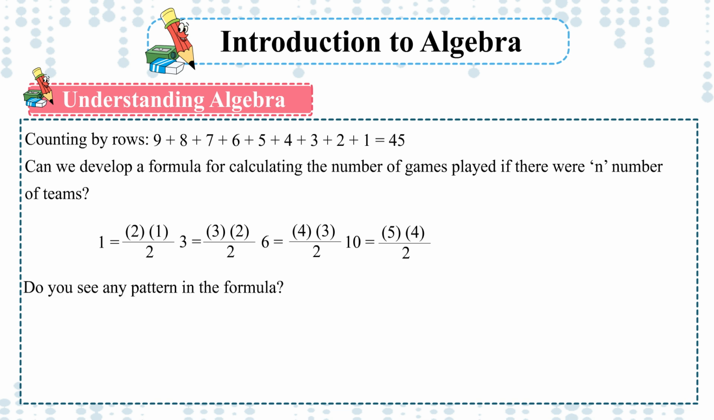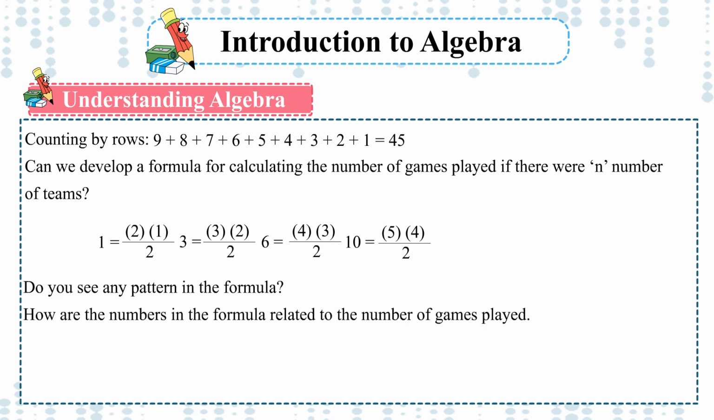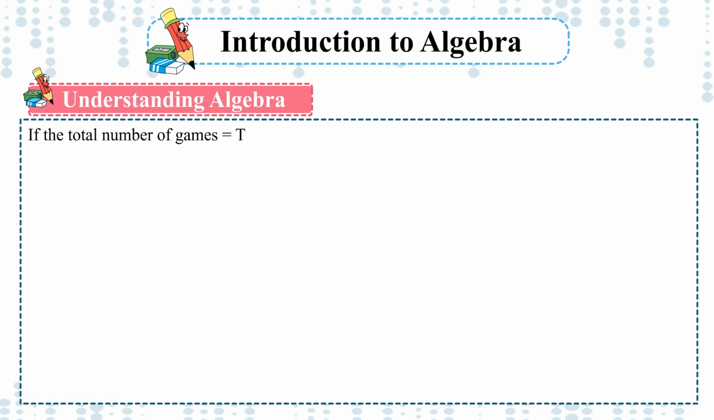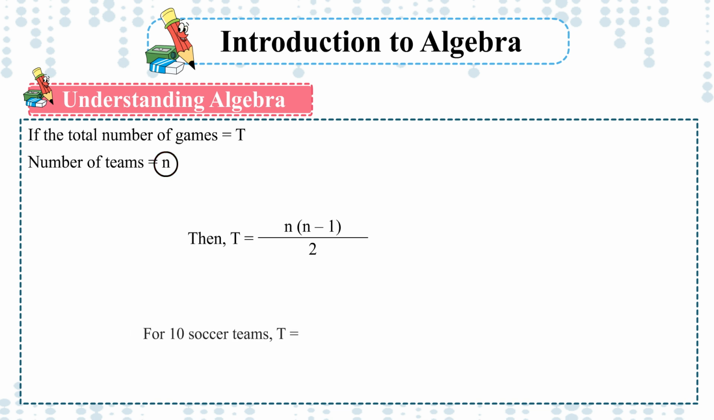Do you see any pattern in the formula? How are the numbers in the formula related to the number of games played? Total number of games is equal to number of teams times the number of teams minus 1, upon 2. If the total number of games is equal to T, and the number of teams is equal to N, then T is equal to N times N minus 1, upon 2. For 10 football teams, T is equal to 10 multiplied by 9 upon 2, which is equal to 45.